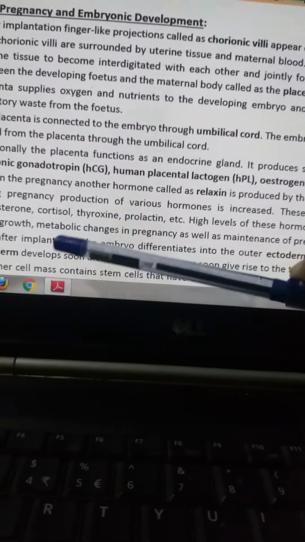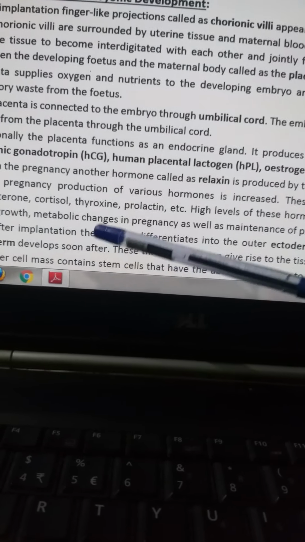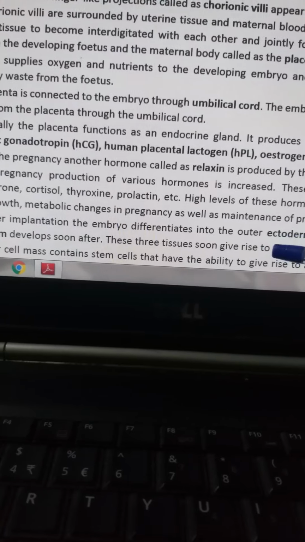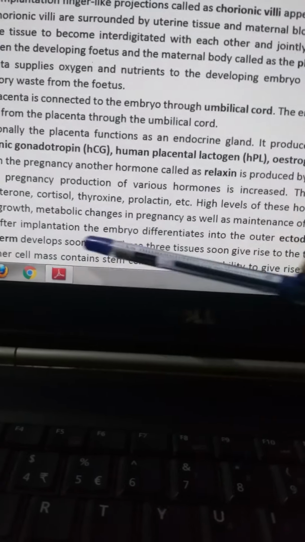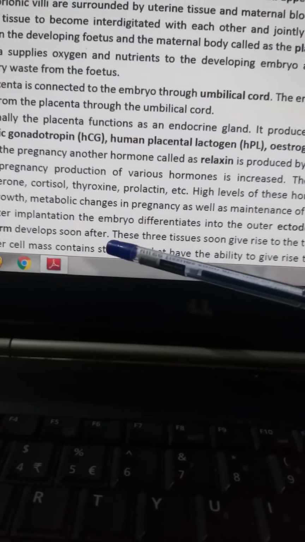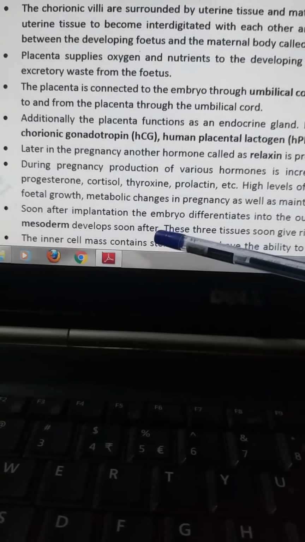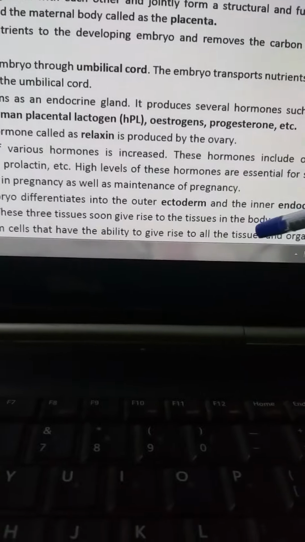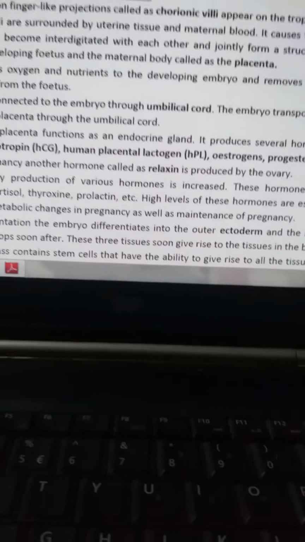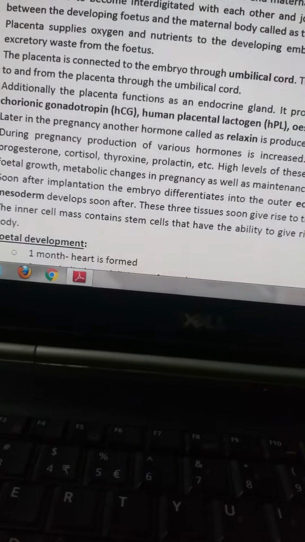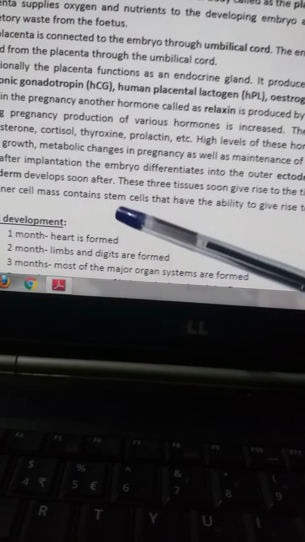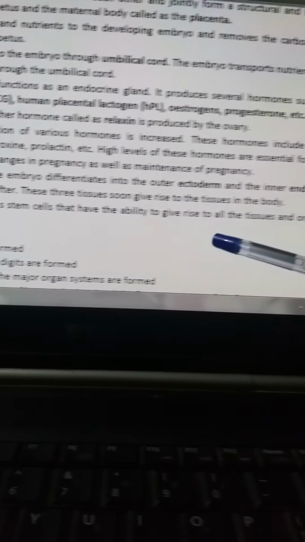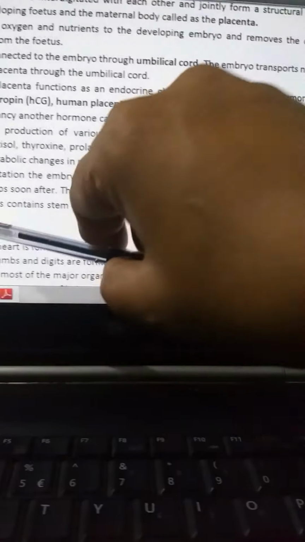Now soon after the implantation, first is blastula, morula. Then after the implantation, the ectoderm, endoderm and mesoderm develop soon after. So this is the first step of the germ layer formation, triploblastic. The three tissues soon give rise to the tissues in the body. Okay. Now you see the inner cell mass contains stem cells that have the ability to give rise to all tissues and organs in the body.